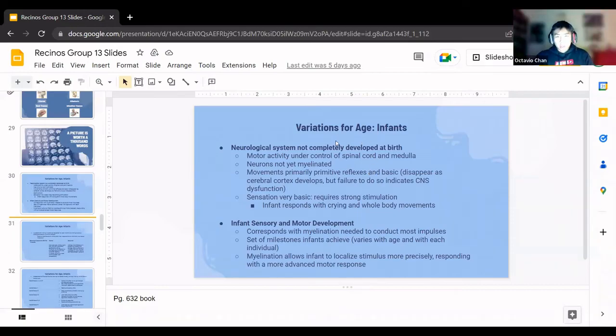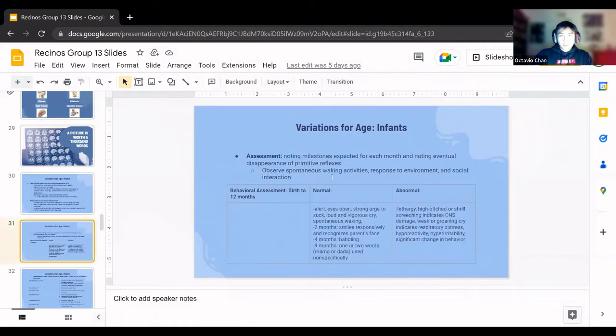Today I'll be talking about the different variations for age. First I'll be talking about infants. Infants' neurological system is not completely developed at birth, and their motor activity is usually under control of the spinal cord and the medulla, and their neurons are not yet myelinated. Their movements are extremely primitive and basic, and they require very strong sensation. An infant's sensory motor development corresponds with myelination, and there are usually set milestones that infants have to achieve.